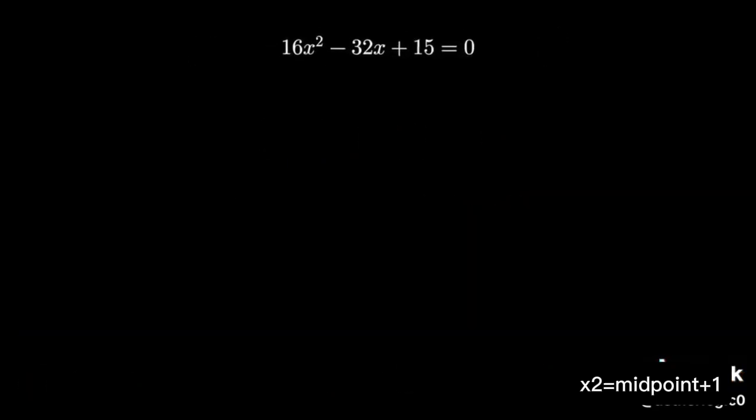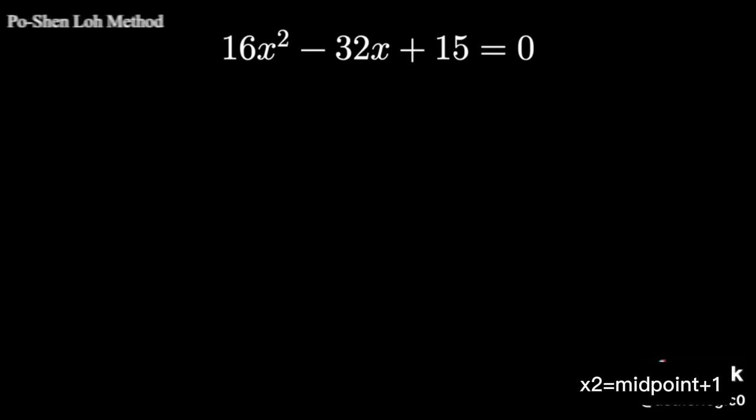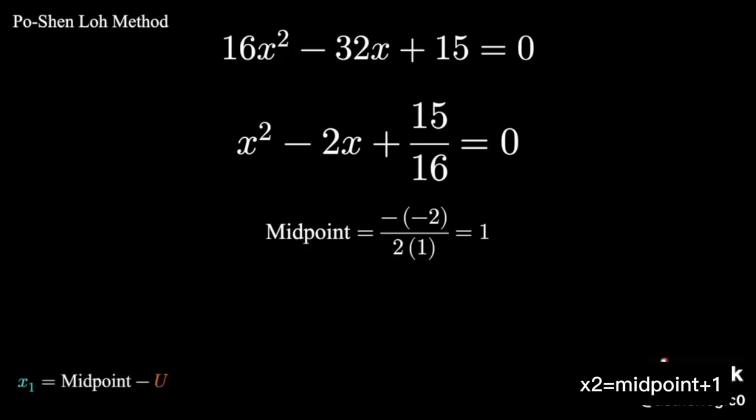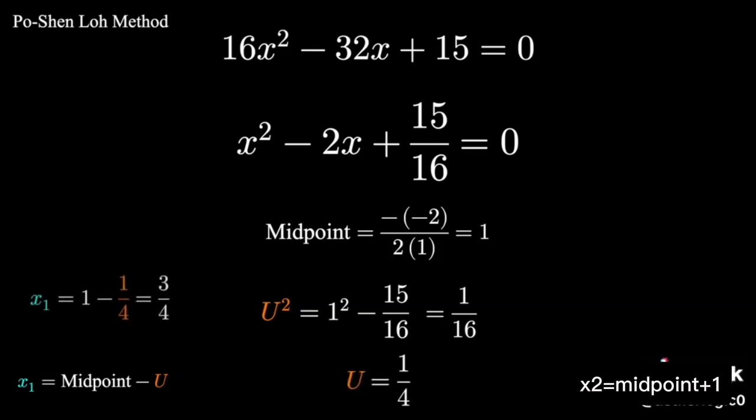Here's a fairly hard example if you wanted to factor or use the quadratic formula. How do we do it? Find the midpoint of the solutions by using the vertex formula, minus b over 2a. The distance from the midpoint to the solutions is u. And our process showed u squared is the midpoint squared minus the c term. Quickly solve for u. The solutions are the midpoint minus u and the midpoint plus u, giving us our answer.